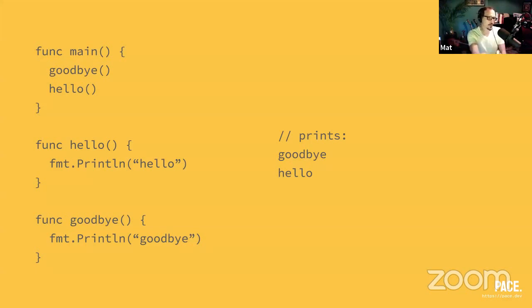If we call the goodbye method and then we call the hello function, then it's going to print goodbye and then hello, because that's what we expect. That's the order we did it. If, however, we deferred that goodbye call, then the order will flip around, and that's because the goodbye call is being run when the main function exits, not before.